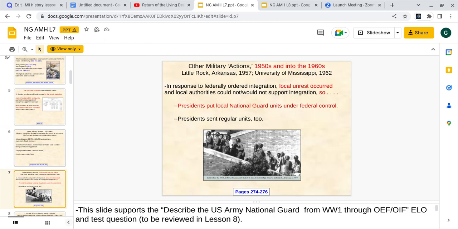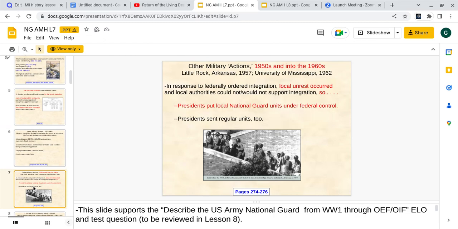So around this time period, between the 1950s and 1960s, there was a lot of unrest on the domestic front, locally here at home. So the president put the National Guard units under federal control. Here's an example in history where the National Guard was called up to federal orders, and the president had control over them because they were on federal orders.